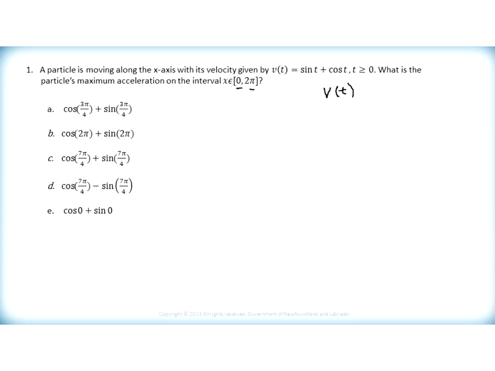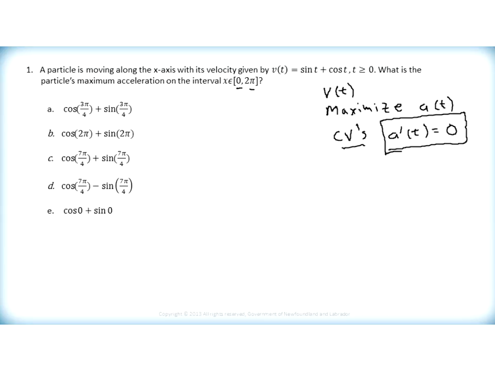But what we want to do is we want to maximize our acceleration function. And if we want to maximize acceleration, we're going to have to get our critical values where the derivative of the acceleration is equal to 0. So we're actually going to have to look at the derivative of the acceleration, or the rate of change of the rate of change of the rate of change. So that's like a third derivative of the original position function, which we don't really know anyway. We just know the velocity function, rather.